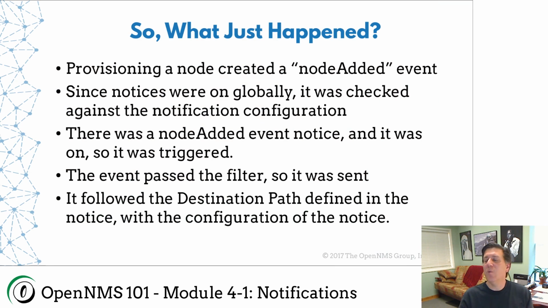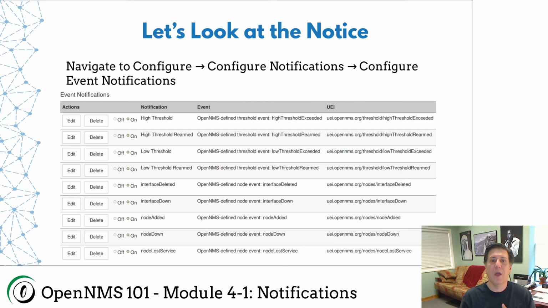Okay, going back to our slide. So what happened? When we provisioned a node, it created a node added event. And since notices were on globally, we'd hit that big red button, or turned off the big red button, and changed our icon to green. It was checked against the notification configuration. Lo and behold, there was a notice built against the node added event, so it was triggered. It was then checked against a filter, which it passed, so it was sent. And in order to send it, it followed a particular destination path, in this instance the email admin destination path, which is why I, being a user in the email admin group, got the notice.